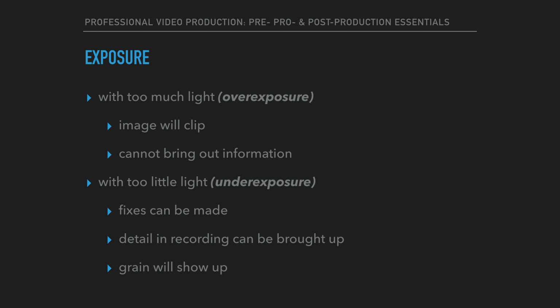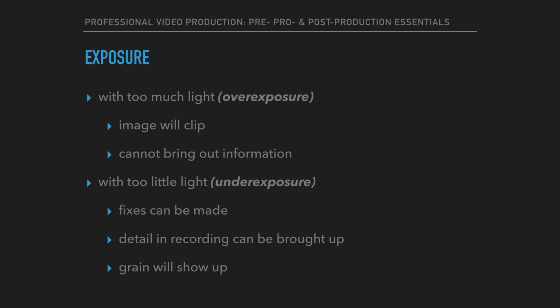First, exposure. When talking about digital cameras, the term exposure refers to the amount of light that is let onto the image sensor. If not enough light is let in, then the resultant captured image will be underexposed. If too much light is let in, then the image will be overexposed.